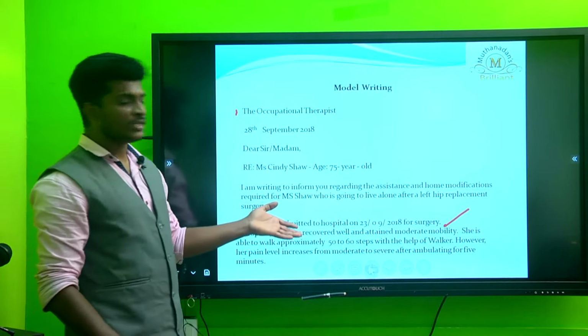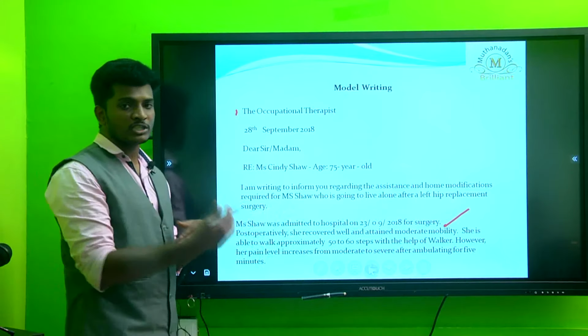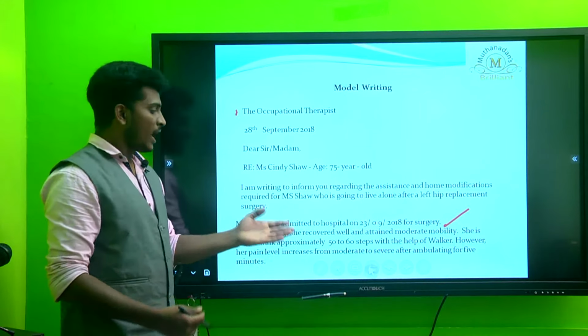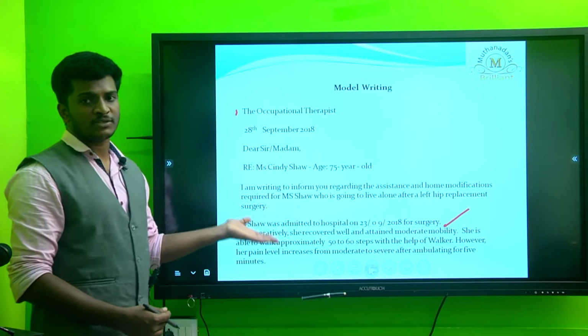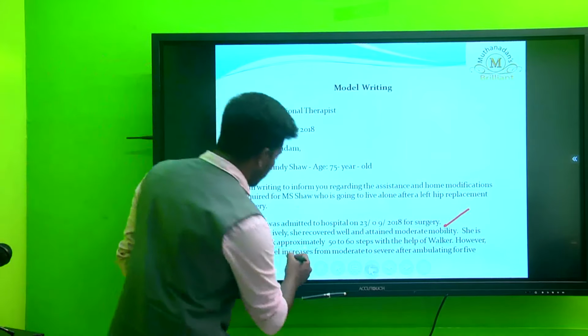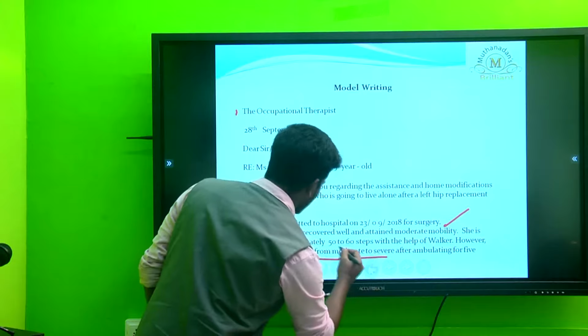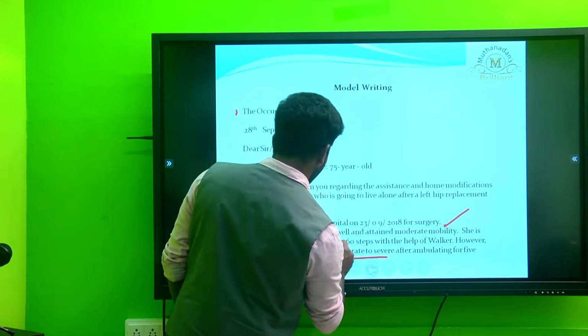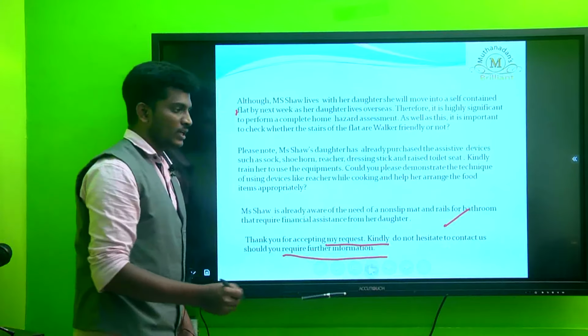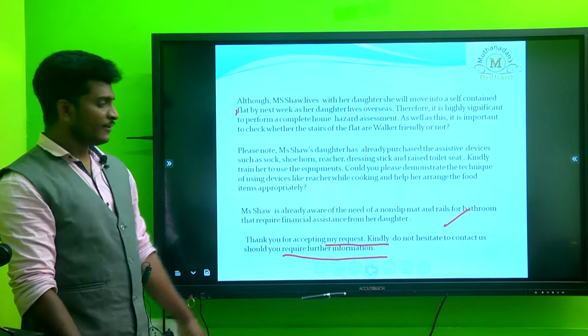So we have included her ability to walk, how long she can walk with the help of a walker, and what is her limitation. After walking for 50 to 60 steps, she gets pain. So this explains her limitation plus her pain levels. So we'll go to the next paragraph.